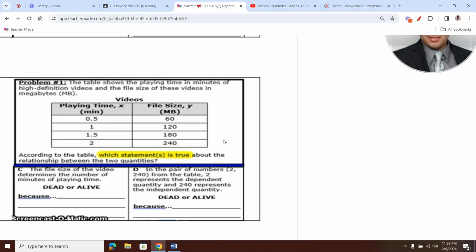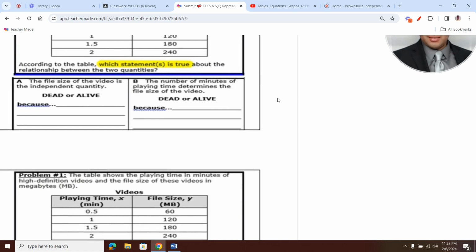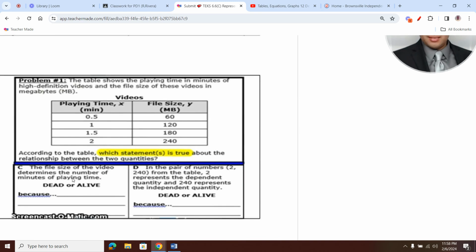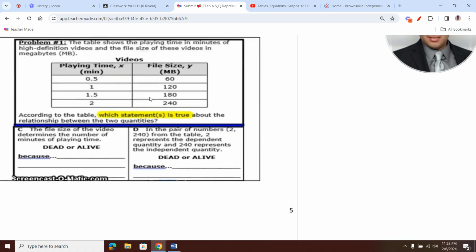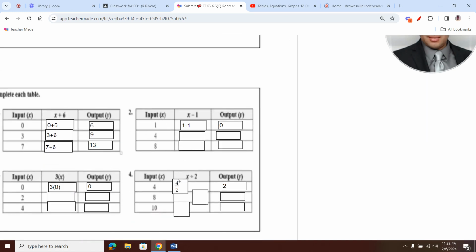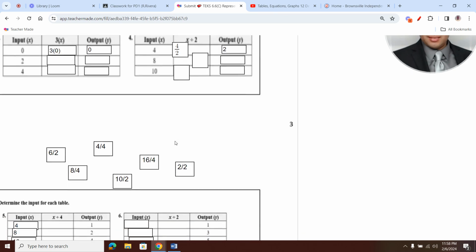So on your paper, it's still under problem 1, but you're gonna do C and D. I already did A and B. You're going to answer C and D. So read the statement and check if it's true what it's saying. If it's not true, make sure you say it's wrong and you tell me why. So that's just all these on the top. They're just little warm-ups. Again, they should not take you long. They should be pretty fast.